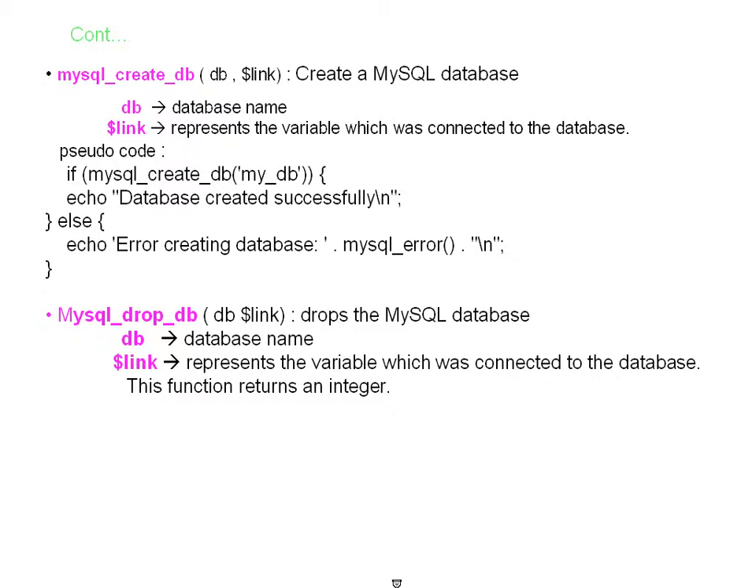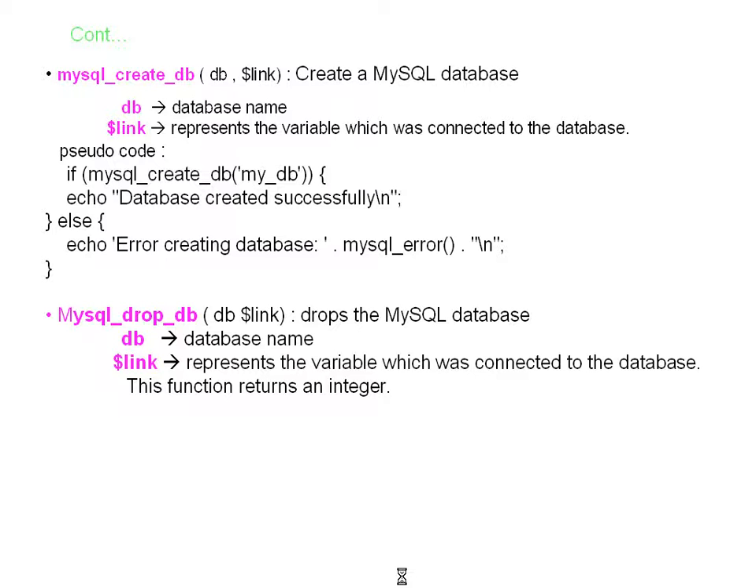mysql_create_db is the function used to create a MySQL database with the help of a MySQL function instead of using the MySQL prompt. As a parameter, DB takes the database name. $link represents the variable which was connected to the database. If the database is created successfully, then it gives a success message, otherwise it returns an error message.